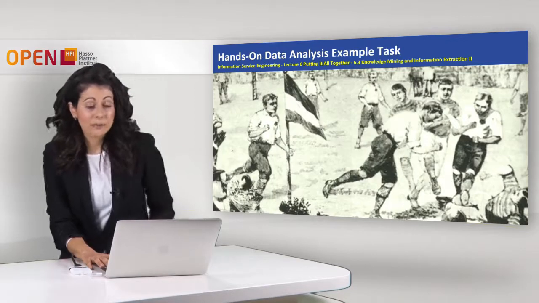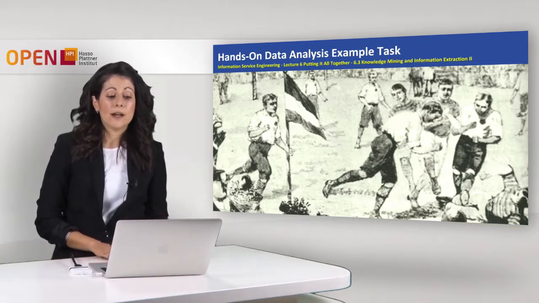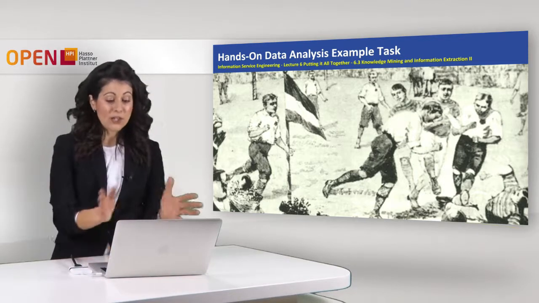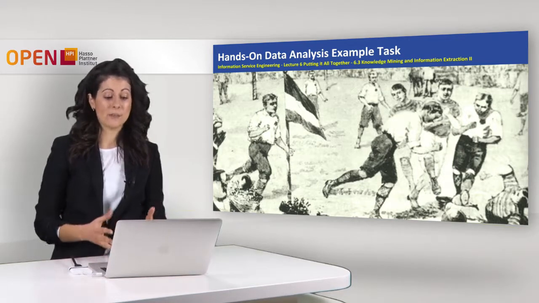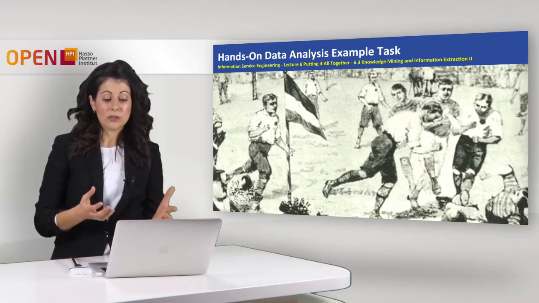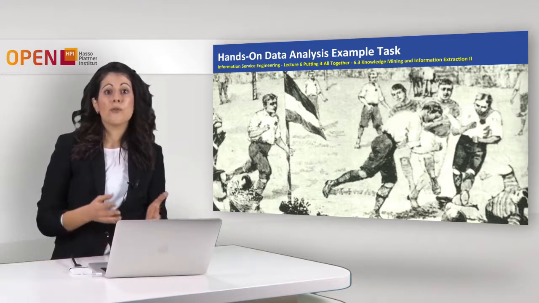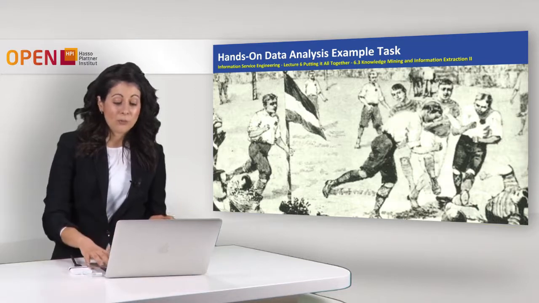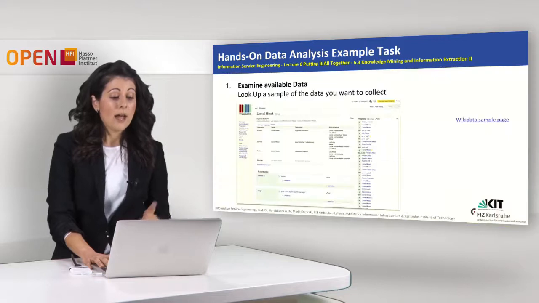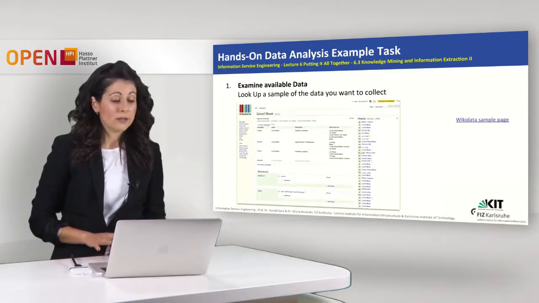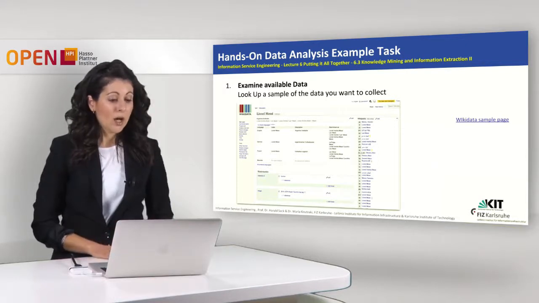So, hands-on. Here we are going to do now an exercise, an example of a data analysis task. And you see here this figure with a soccer player. So we are going to have a task similar to the previous one. We are going to analyze several attributes and characteristics of soccer players. So we have to pick our data set, and for this example we are going to do it using Wikidata. In the previous one we used Wikipedia, now we will use Wikidata.